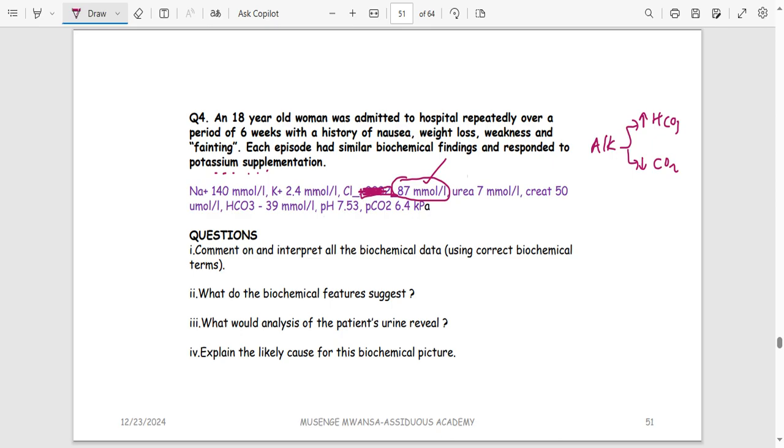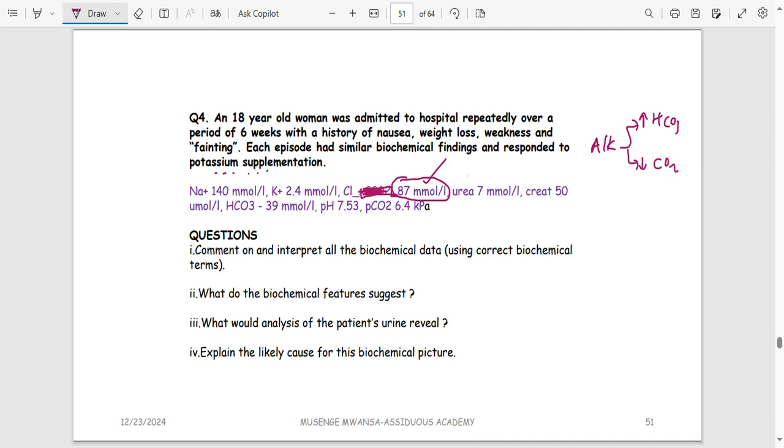And then urea also, urea has been increased, and that means that there is poor renal perfusion. Blood isn't going properly to the kidney where the urea is supposed to be removed. So poor renal perfusion. And if there's poor renal perfusion, that suggests there is also dehydration.